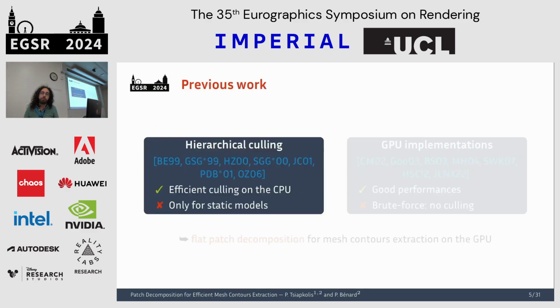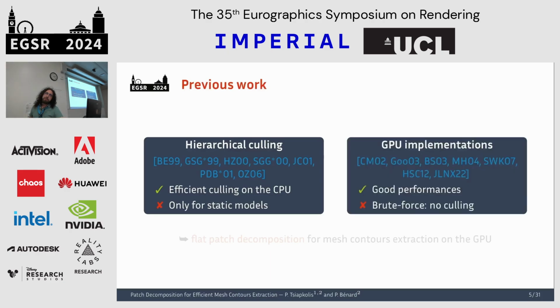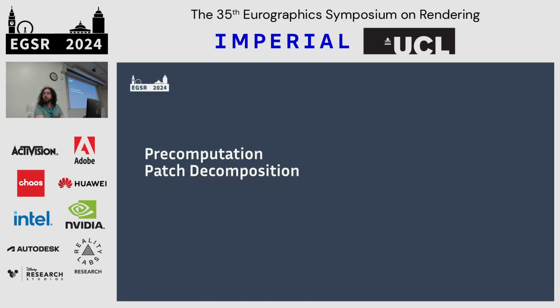So, of course, there is previous work on the subject. Some of the methods used hierarchical culling, which works pretty well to eliminate a lot of edges, and works mostly on CPU, which is a problem because we kind of want to go on GPU a lot to be fast. But GPU implementations, well, they don't really do culling, they just do brute force. So what we propose is a flat patch decomposition, so it can go very well on GPU, for mesh contour extraction.